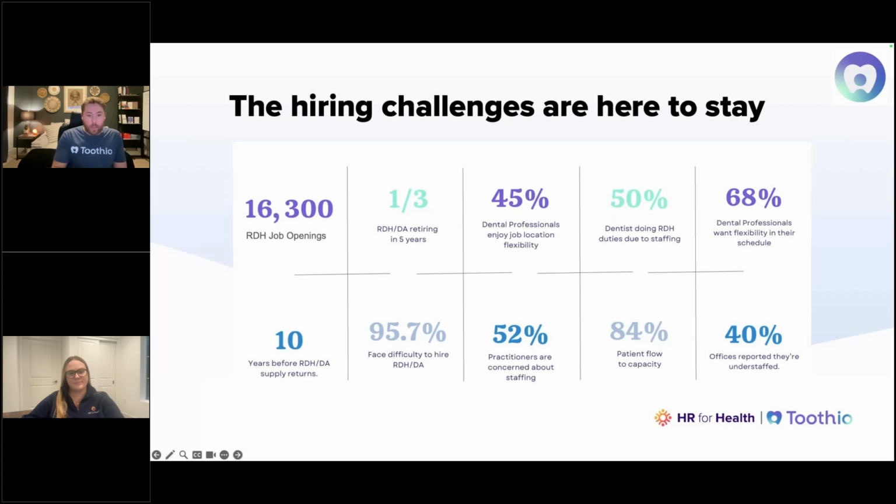A couple other key stats here. Most practitioners are concerned about staffing. Patient flow is hovering at about 84%. Most people think patient flow is down because of the staffing limitations that they have. And then 40% of practices are chronically understaffed. So not just a little bit understaffed, but chronically understaffed, which is driving the burnout to their existing employees, their existing hygienists, their existing assistants. They're taking on more of the load, which leads to higher attrition, which snowballs from there. So once again, we've got to figure out how to do more with less.